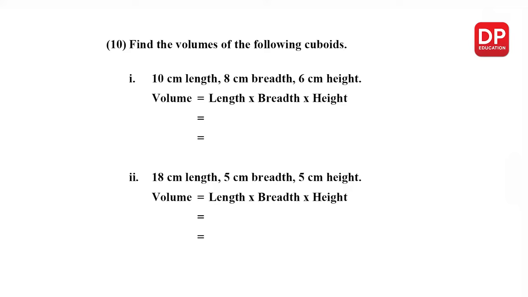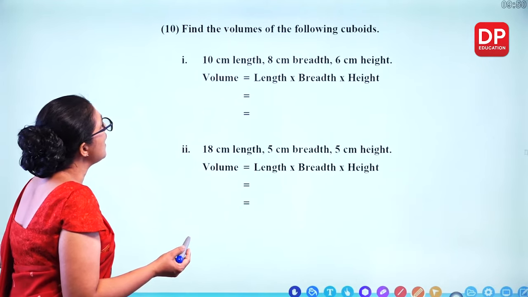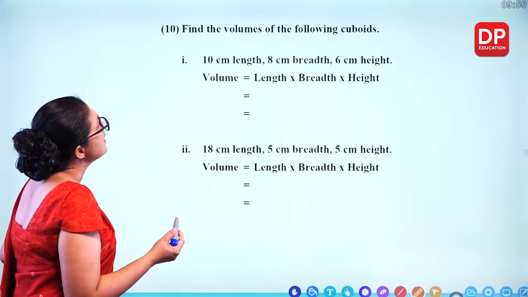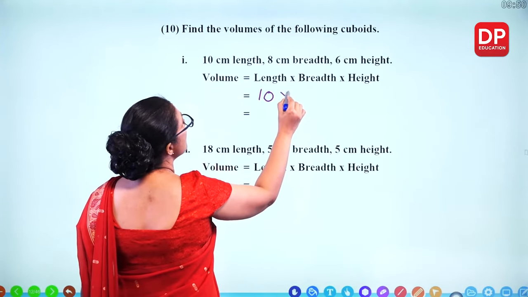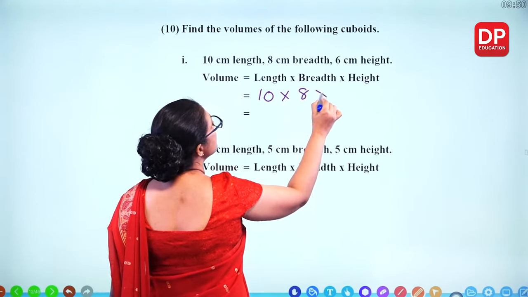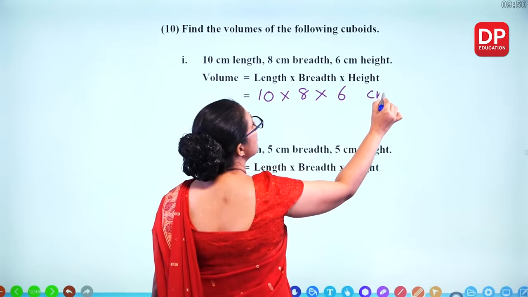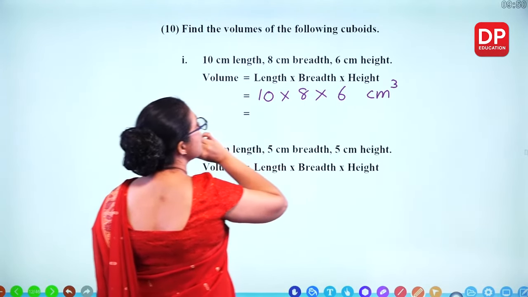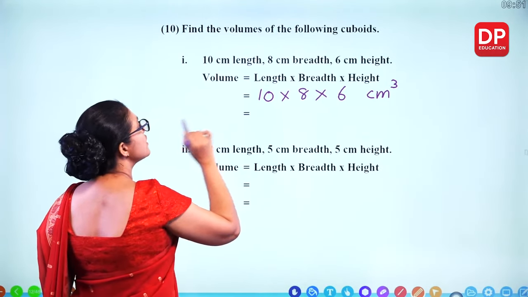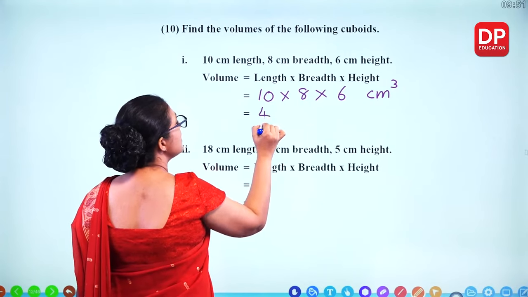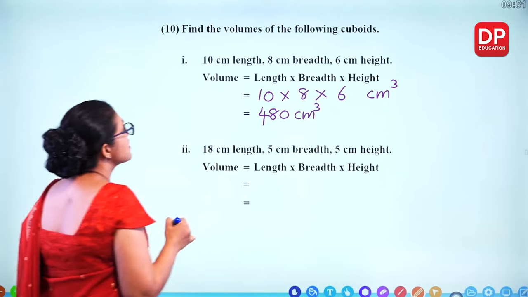Find the volumes of the following cuboids. Now you can use the formula. So what's the formula? Length into breadth into height. Length is 10. Breadth is 8. Height is 6. The unit is cubic centimeters. 8 times 6, 48. 48 times 10, 480 cubic centimeters.